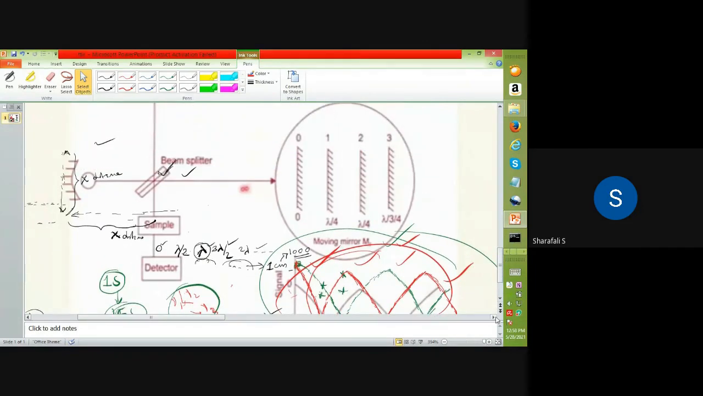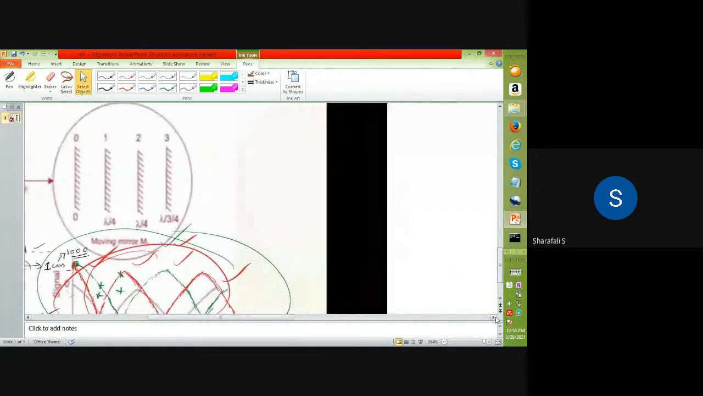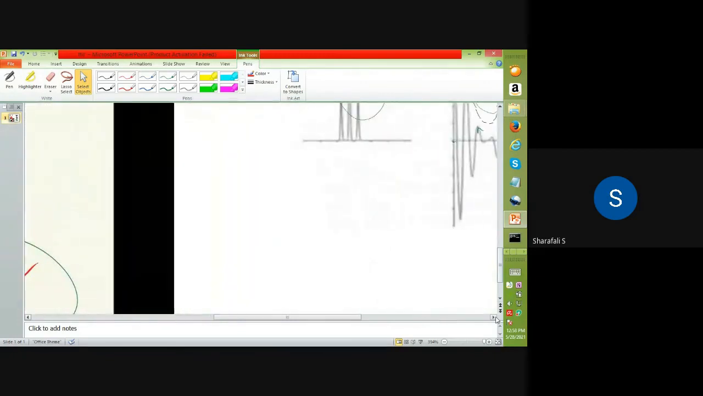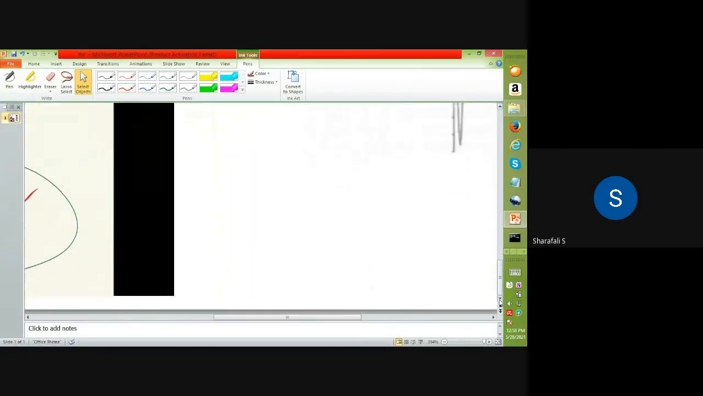Anyway, we will discuss the advantages of FTIR. I will just quickly go through the advantages of FTIR spectroscopy. I will not discuss much, as we already discussed many of these points in this section. So the first one is that there is only one moving part.